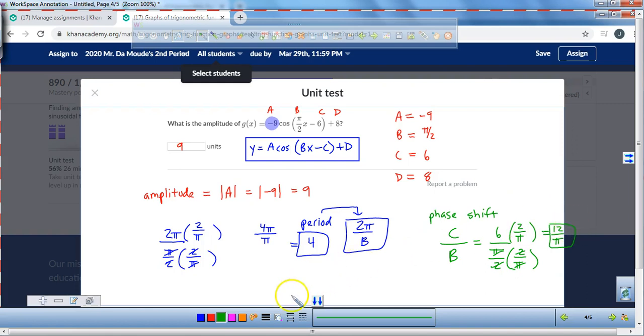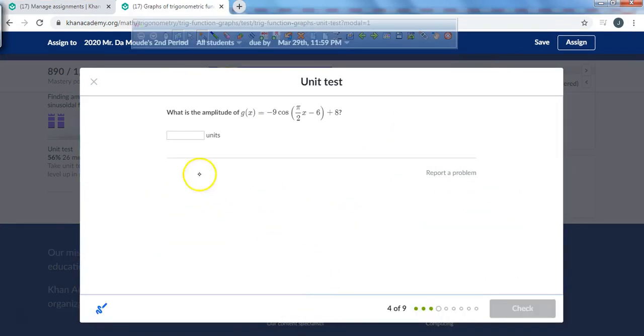And last but not least, our midline. All right, our midline is right here. D is our midline. So if they asked you for the equation of the midline, it would just be y equals 8. And that would be your midline. But ours just asked us for the amplitude, so that's all we're going to type in. If you're wondering why I'm doing all this other stuff, it's because they could ask you about the other stuff as well. Just want to make sure I cover it.